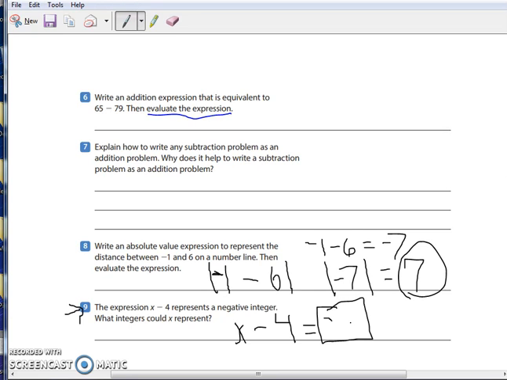Number 9 is kind of tricky, but it does make us think, because I'm starting with an integer and I'm taking 4 away, and the answer needs to be negative. So what integers would work for that? So it's tricky, but it's a good thing to think about. Okay, so that was a little bit of help from 6 through 9.